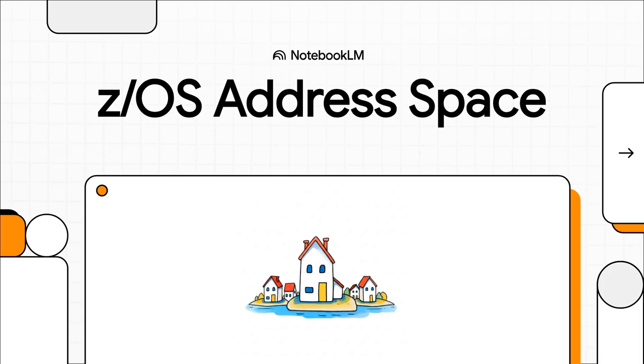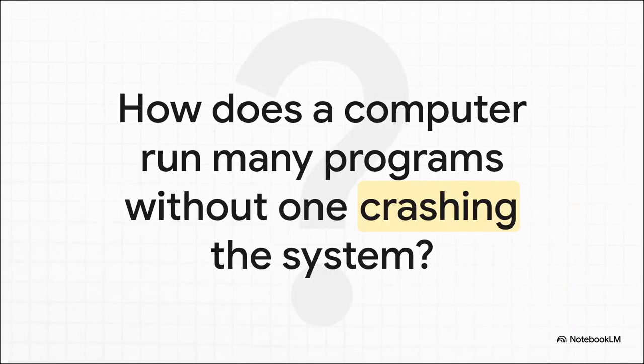All right, today we're going to demystify a really core concept from one of the most powerful operating systems on the planet, z/OS. We're diving into the address space, which is basically the secret sauce to how it runs thousands of programs at once without a single one taking down the whole system. So let's just start with a really fundamental question.